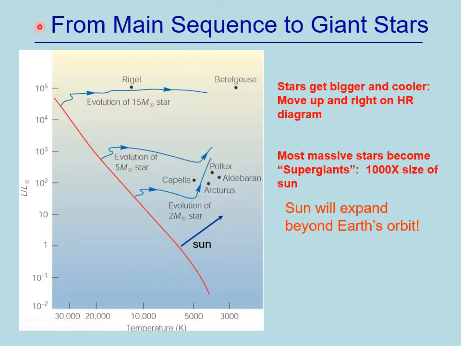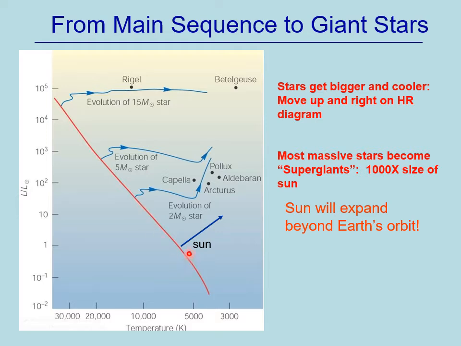So we can see on the HR diagram the pathway of stars as they expand off of the main sequence. So remember, here's our HR diagram. This is brightness here, and this is temperature down here. Remember, it's reverse order. This is hot over here and cooler stars here. So this red line here represents the main sequence. This is where stars live their life. But when stars die, they leave the main sequence.